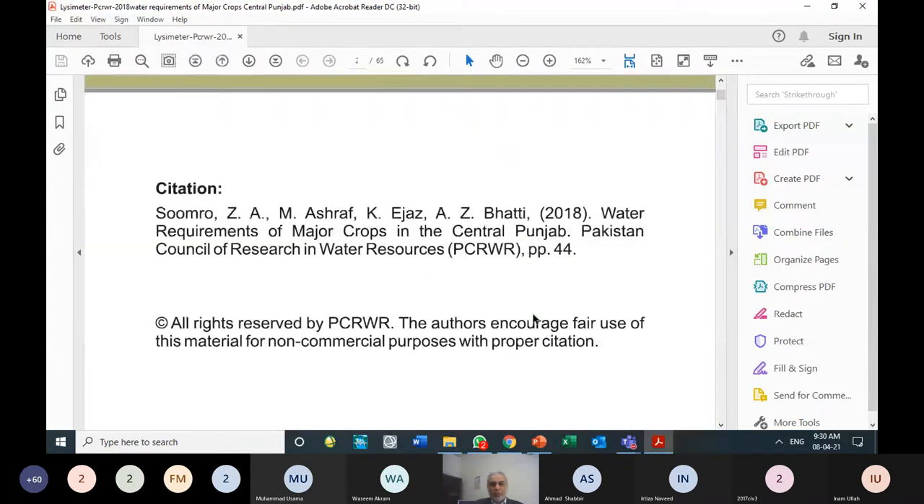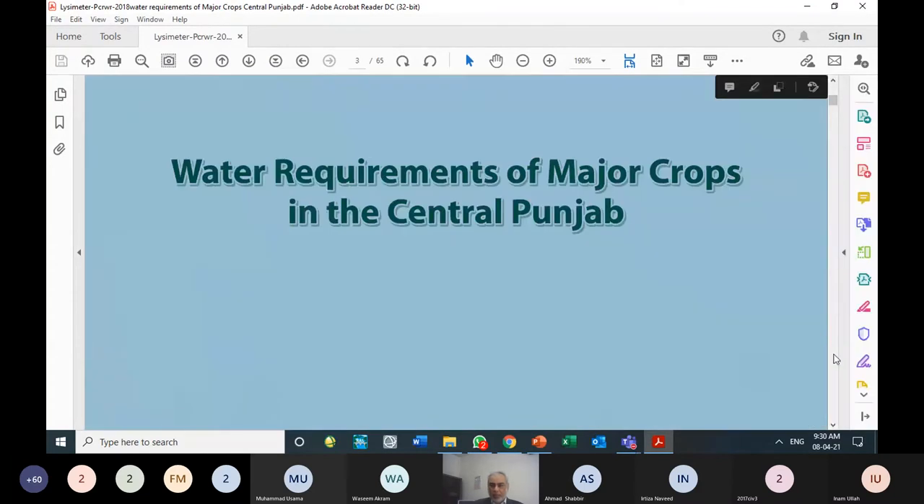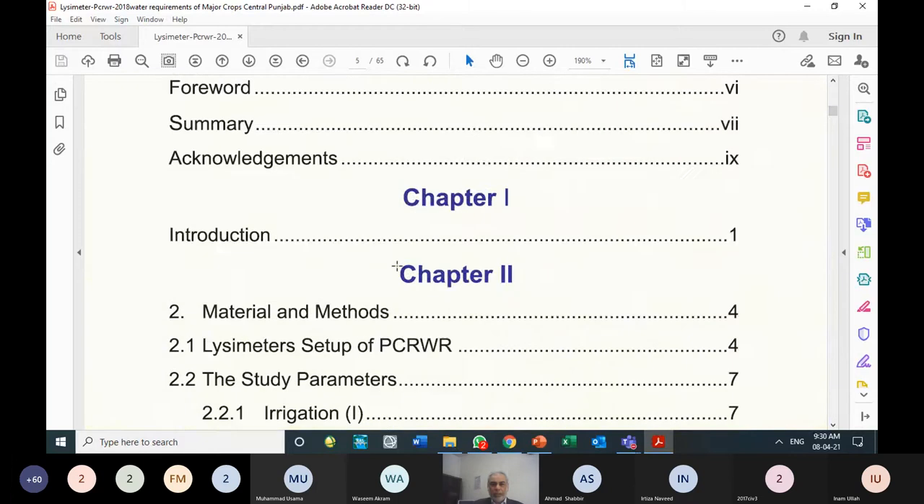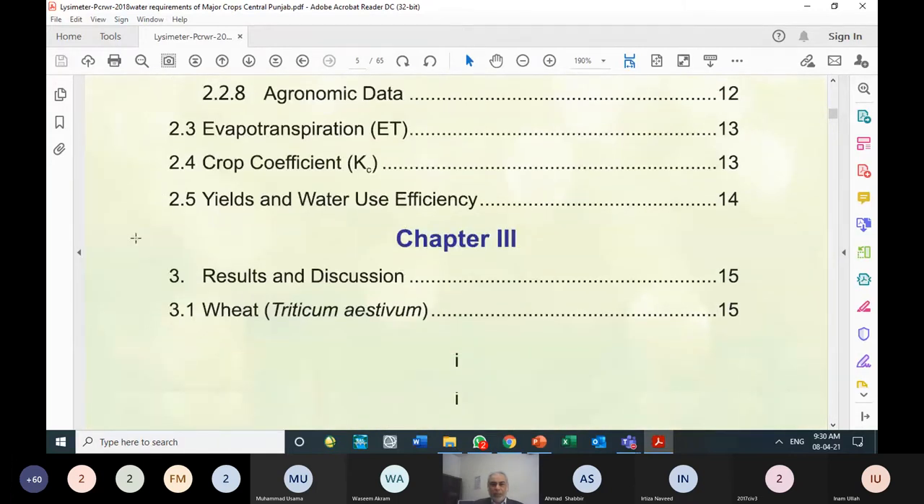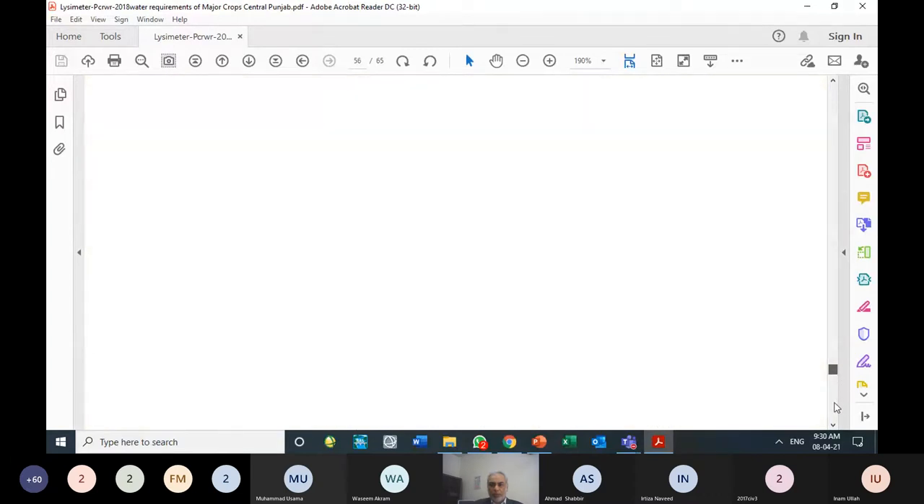So they published this report. PCRWR is the Pakistan Council of Research in Water Resources. They have offices in Lahore, Quetta, Peshawar and other places. So they carried out this lysimeter study, and in the end, I think they have reported this evapotranspiration requirement for the crop.